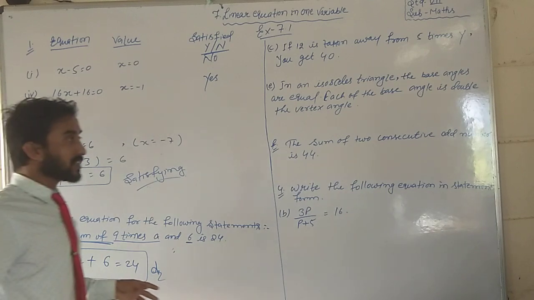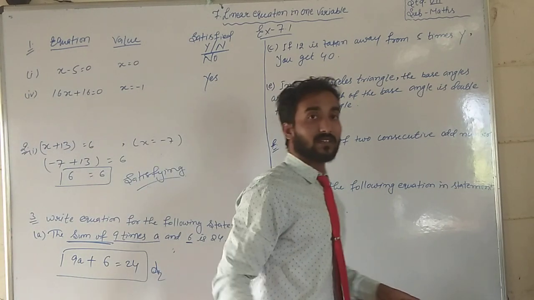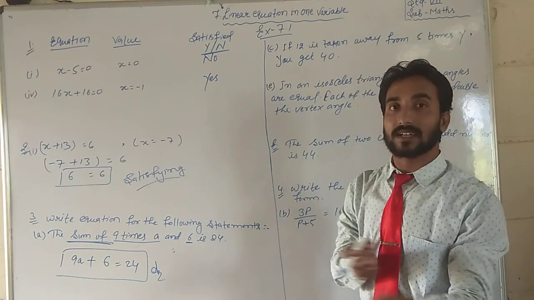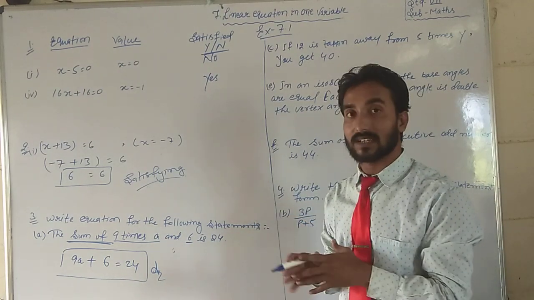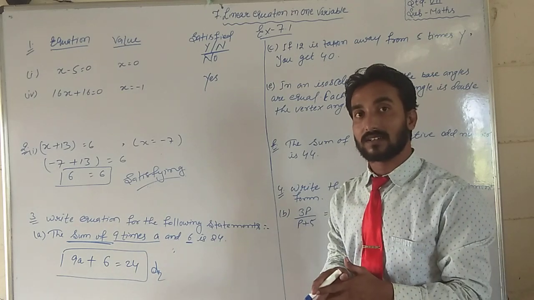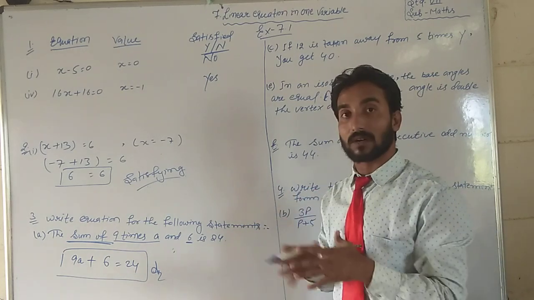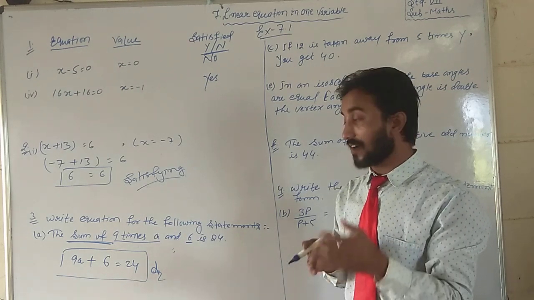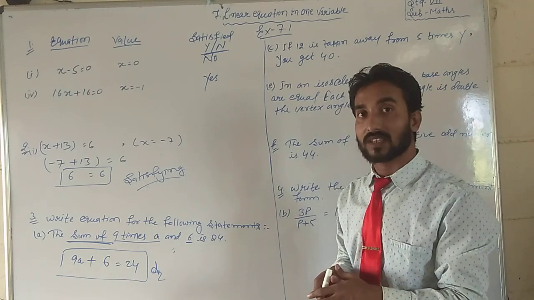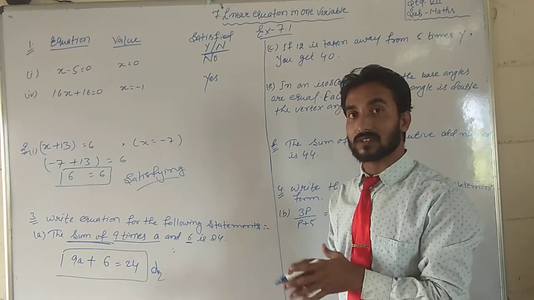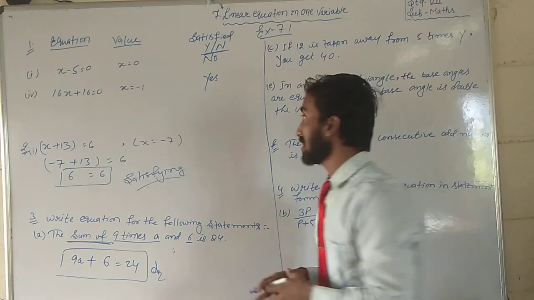In such a way that you will make an equation for the following statements. It means if you are not getting what the question is saying, read it again and again. Break it. Don't read the complete sentence at the same time. No. Break it word by word, and after that try to understand. Definitely you will come to know what the question is saying.